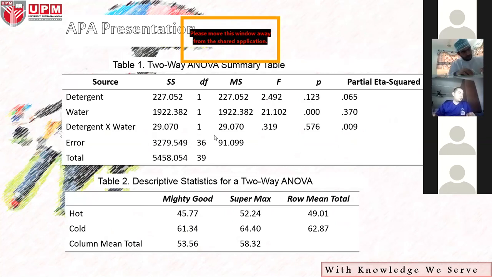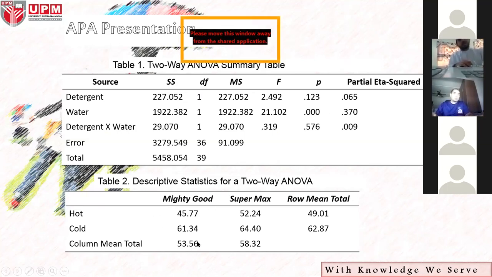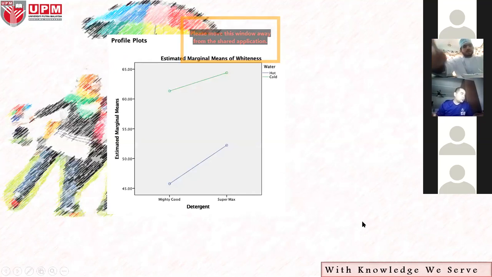So you need to report your sum square because if necessary later you need to calculate the effect size. But in this case, I just give you the result for effect size. So you just need to report your sum square, degree of freedom, mean square, F value, and then the significant F. And then this is the descriptive finding: the mean for your IVs, and then this plot as well.